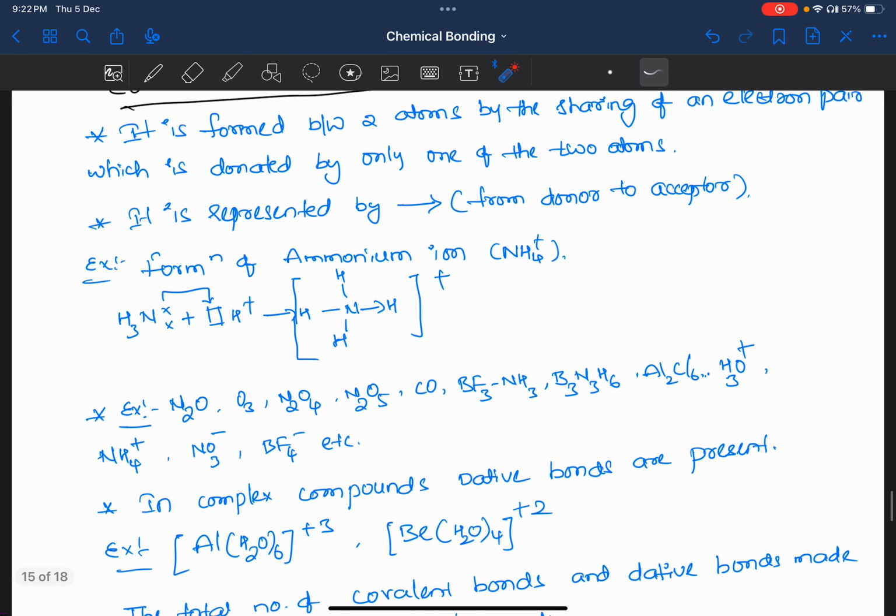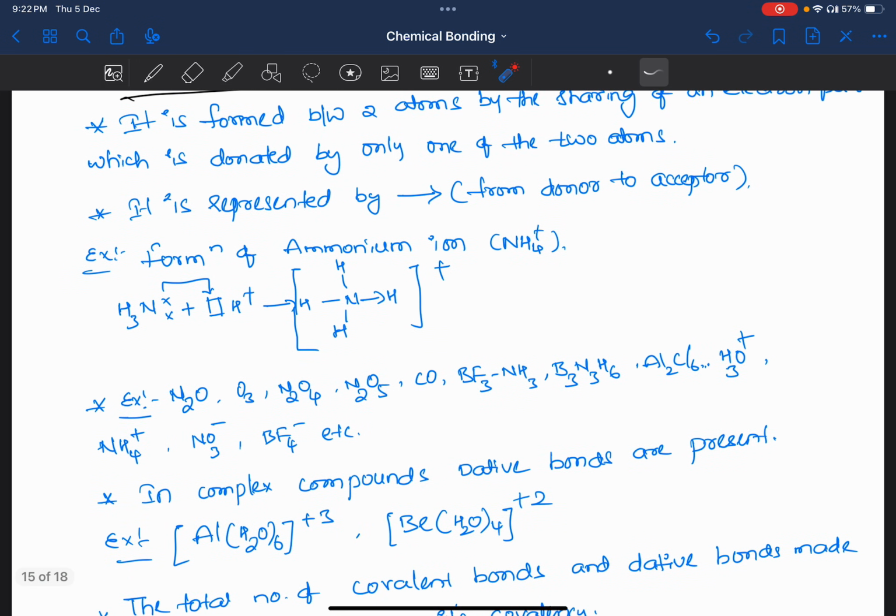Now, this is the dative bond in molecules and ions. There are some more examples also: nitrous oxide, ozone, dinitrogen tetroxide, dinitrogen pentoxide, carbon monoxide, ammoniated boron trifluoride, borazole, aluminum chloride, hydronium ion, ammonium ion, nitrate ion, boron tetrafluoride. So these are some more examples.